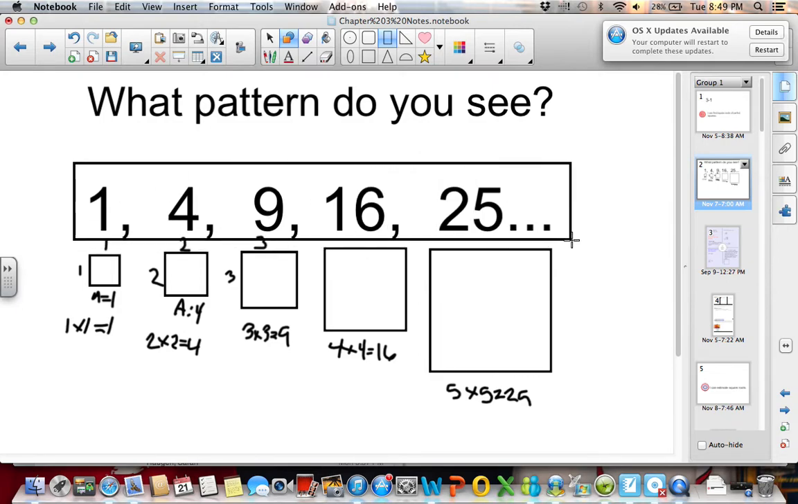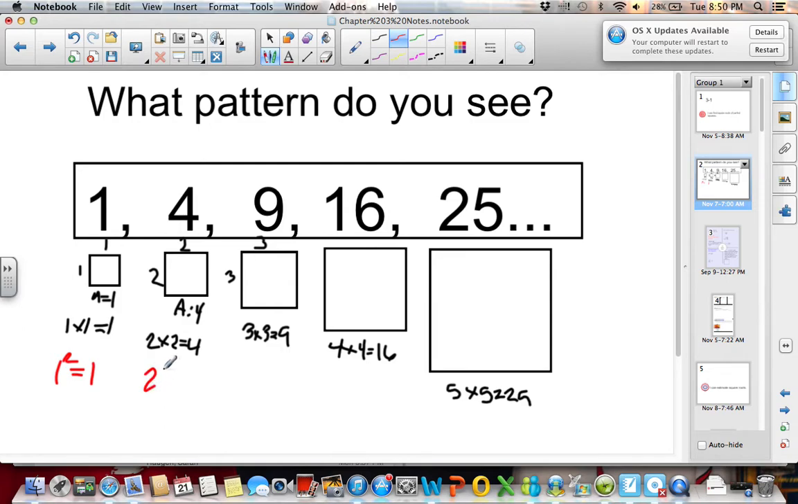So these numbers right here, 1, 4, 9, 16, 25, and so on, meaning that it goes on and on, are called perfect squares. Okay, perfect squares means that they are squares of integers. So we can write 1 times 1. Well, 1 times 1 is the same as 1 squared. So 1 squared equals 1. 2 times 2 is the same as 2 squared. So 2 squared equals 4.